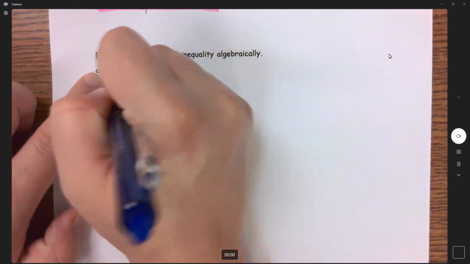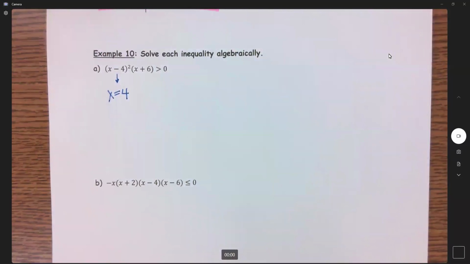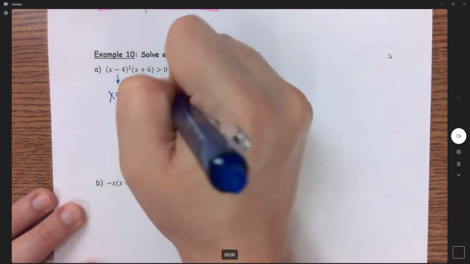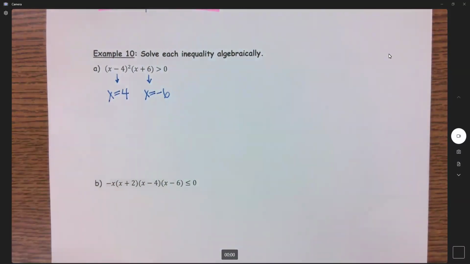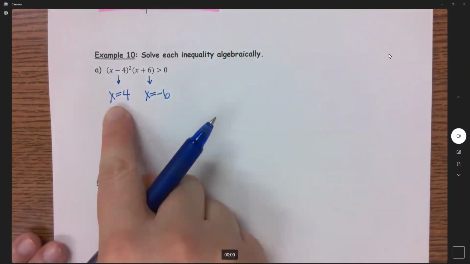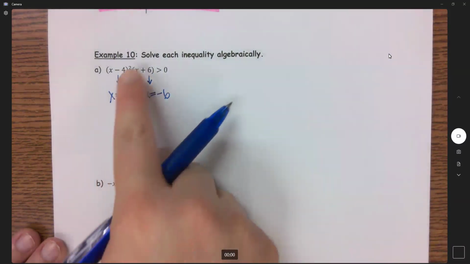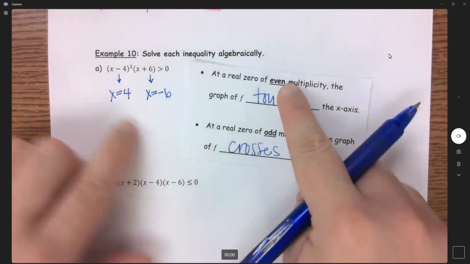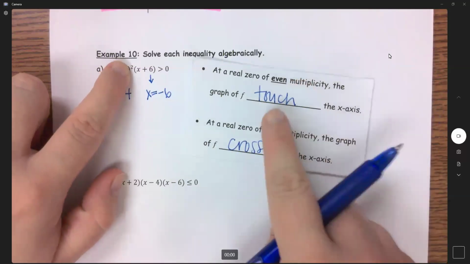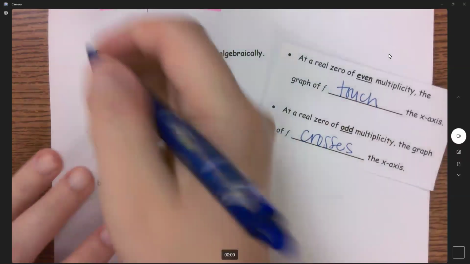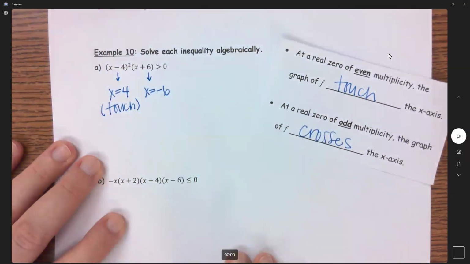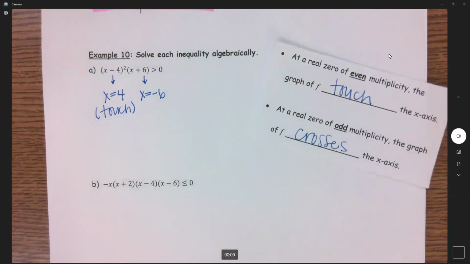So here we have a 0 at x equals 4. And here we have a 0 at x equals -6. Now let's talk about multiplicity real quick. Here at x equals 4, we have a multiplicity of 2. And if I have an even multiplicity, which is that 2 right here, that means it's going to touch the x-axis. So we'll keep that in mind as we're graphing.